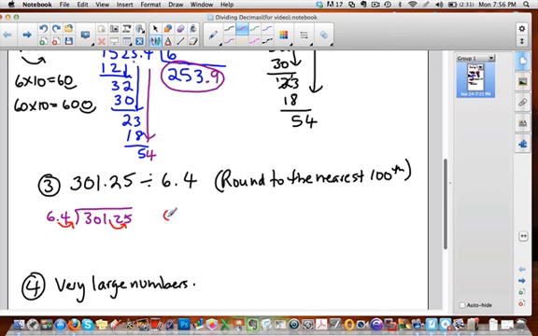But rewrite it. Take the time. It seriously makes a difference. It reduces error and makes it much neater. 3012.5. Now I just go through the motions. Put the decimal right up here. That's often the easiest thing to do.